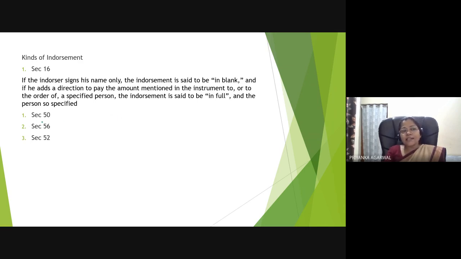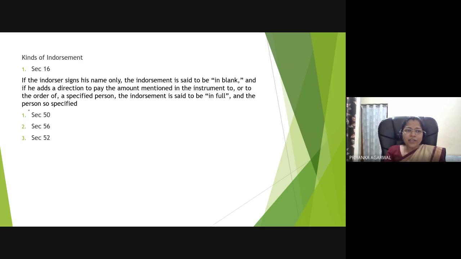So section 16 talks about two types of endorsement. One is a blank endorsement, another is a full endorsement. Blank endorsement means, as we have just discussed, that a person is signing on the back side of the instrument or on the face of the instrument, and he is not mentioning the name of the person to whom the money carrying instrument has to be paid. In that case, that instrument becomes a bearer instrument.